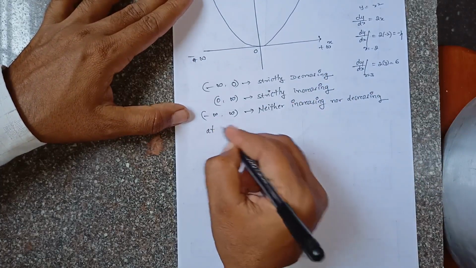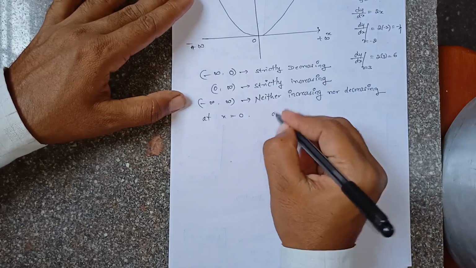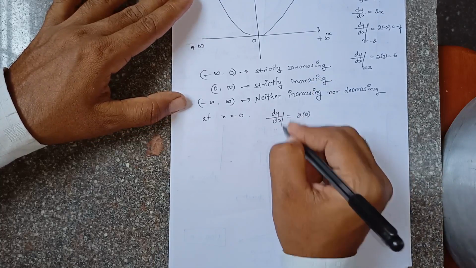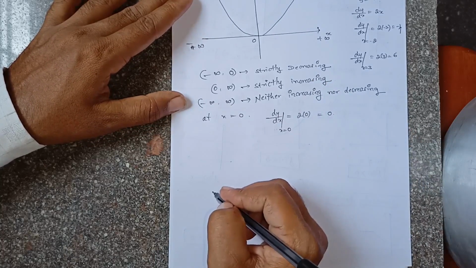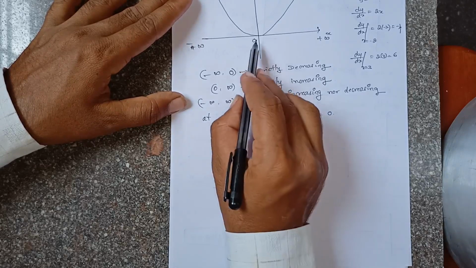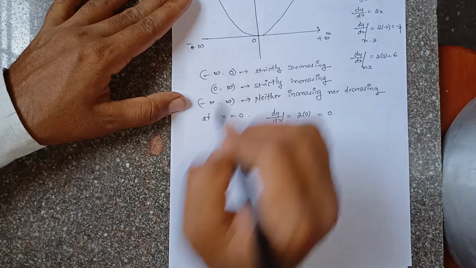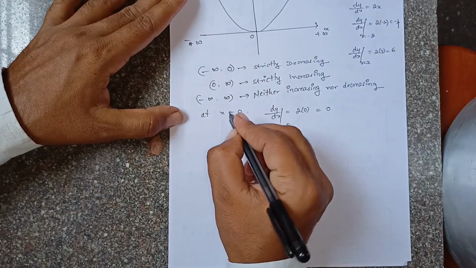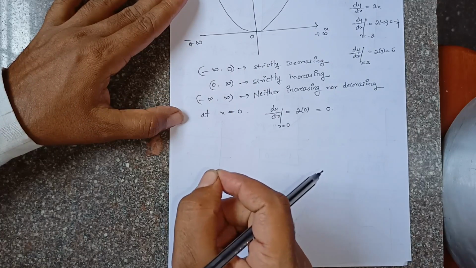At the point x is equal to 0, what happens? At the point x is equal to 0, you consider the dy by dx. Dy by dx is 2 into 0, it is nothing but 0. 0 in the sense slope of tangent at that point is 0. That tangent is parallel to x axis. See, at that point the function is a constant function.